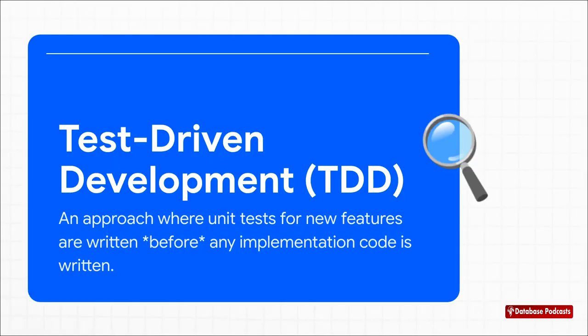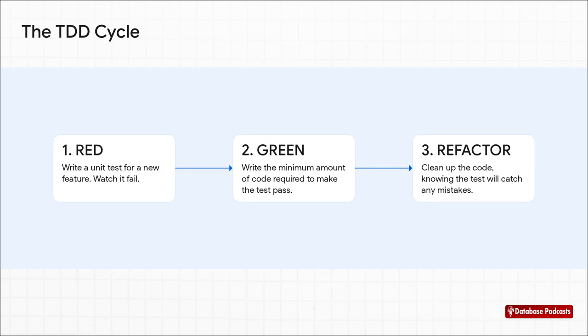The whole concept is right there in the name. With test-driven development, you write your unit tests before you write the actual code. Think about that. You don't write a single line of your new feature until you've first written a test that will fail because that feature doesn't exist yet. The test literally drives the development. And it all works in this really simple, elegant cycle. It's called red, green, refactor.